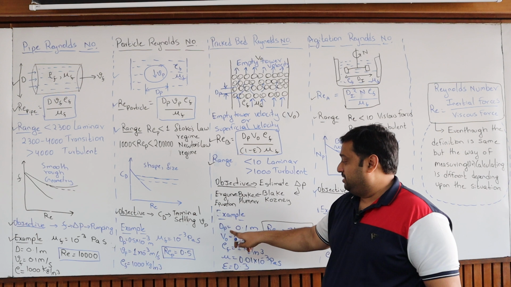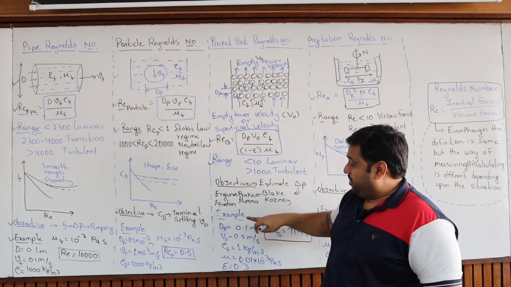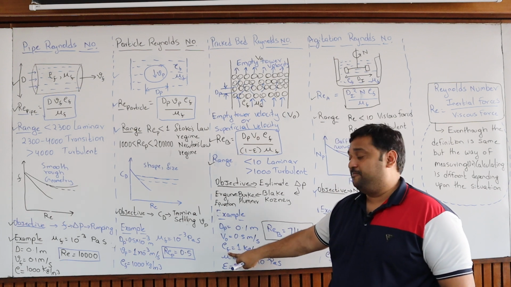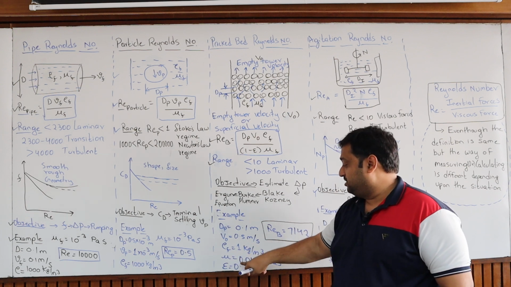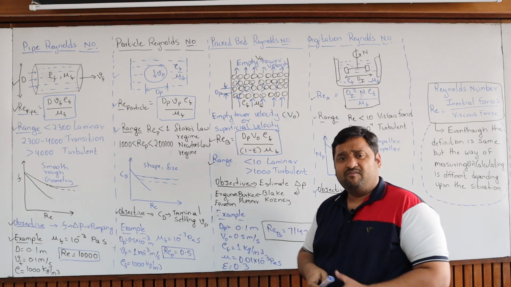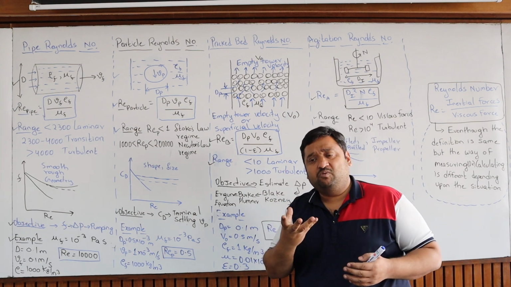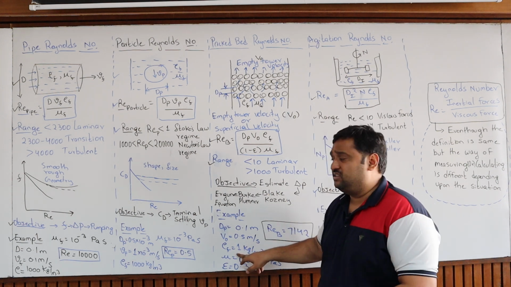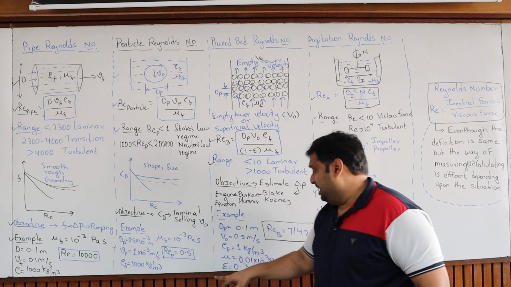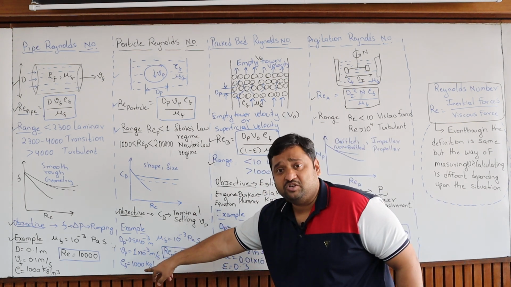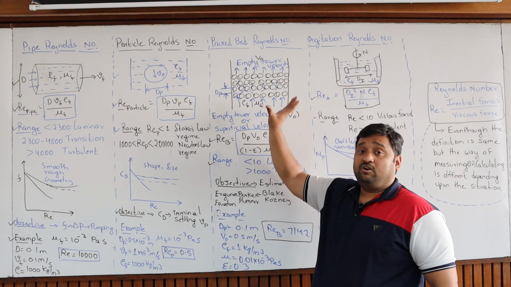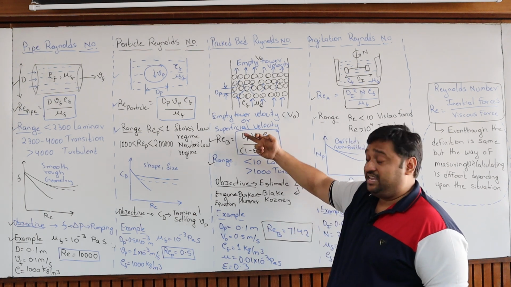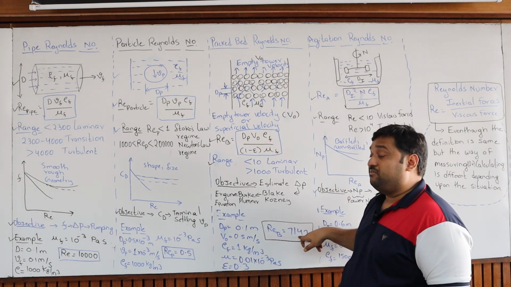A simple example: the diameter of the particle is 0.1, the superficial velocity is 0.5 meter per second, and rho f, the density, is 1 kg per meter cube. Viscosity is 0.01 into 10 power minus. Typically, in fluidization of sand using air, the densities are very low. If you are using air as the fluid, the density is 1 kg per meter cube, whereas here water is used, which is 1000 kg per meter cube. Epsilon, the porosity, is 0.3. If you put everything in this equation, you get a bed Reynolds number of 7142.